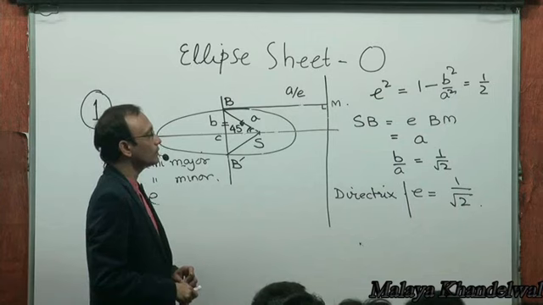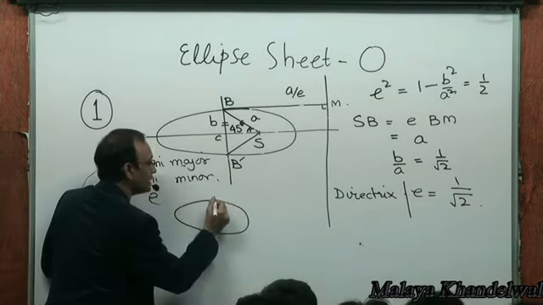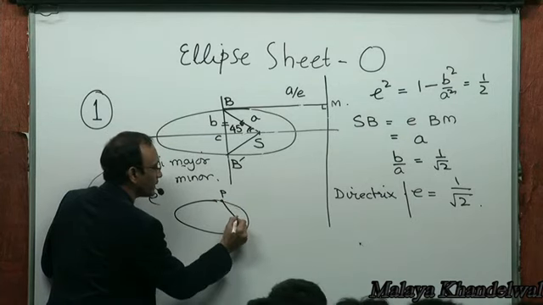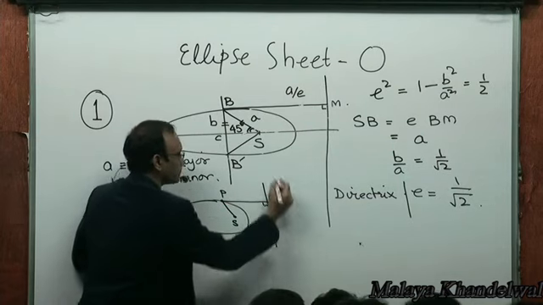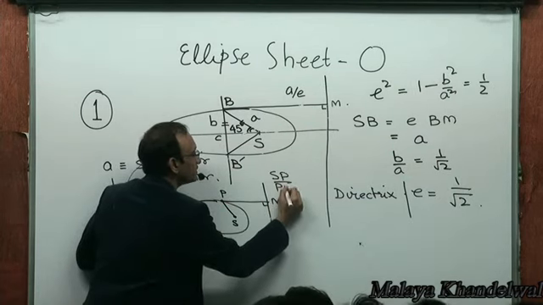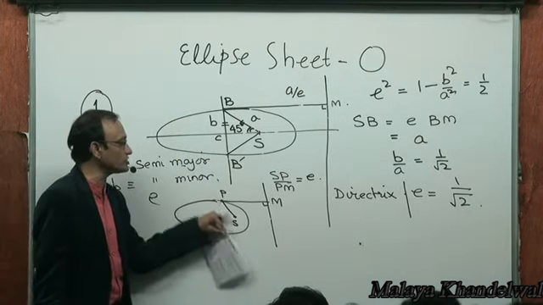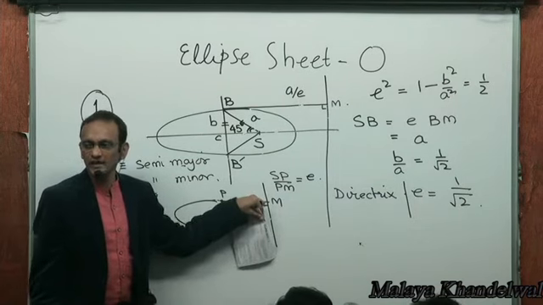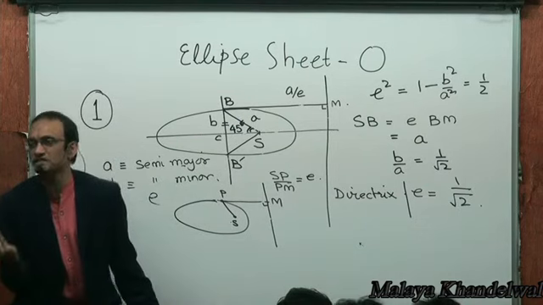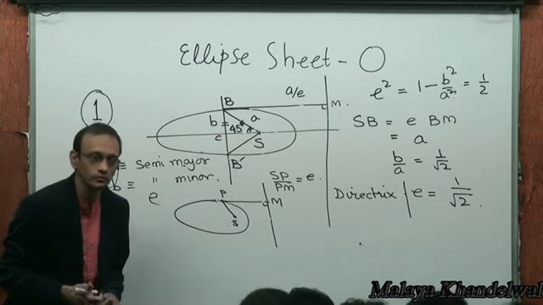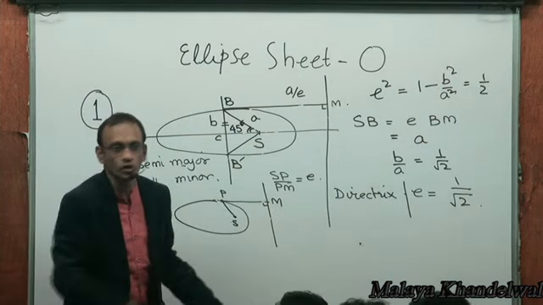That's the definition of an ellipse. If you have any point on the ellipse, S is the focus, this is the directrix, then SP by PM is E. SP by PM, the distance of any point from the focus to the distance from the directrix, is E. So B is a point on the ellipse. So what if it's the end of the minor axis, right? Clear? SP is E times PM, isn't it? For any P on the ellipse.